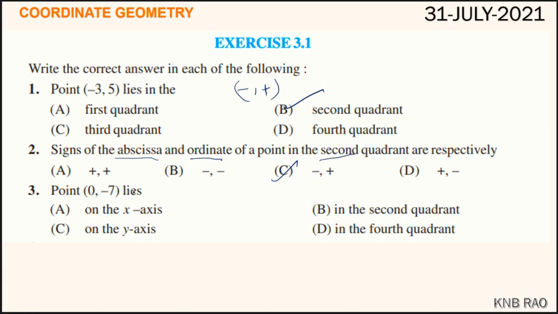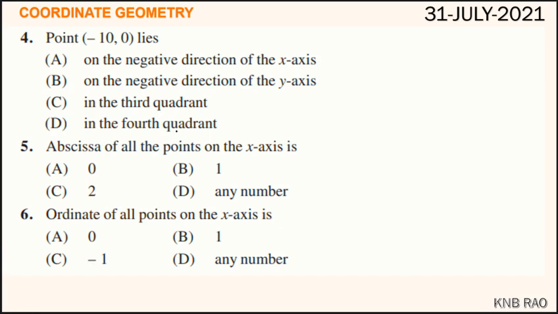Point 0 comma minus 7 lies. Third question. You can definitely guess. Here the x coordinate is 0, so it lies on the y axis. Moving on to question number 4. Point minus 10 comma 0 lies; as the y coordinate is 0, it lies on the x axis, and now they are also asking which direction. It lies in the negative direction because of this minus 10. Okay, right answer is A.